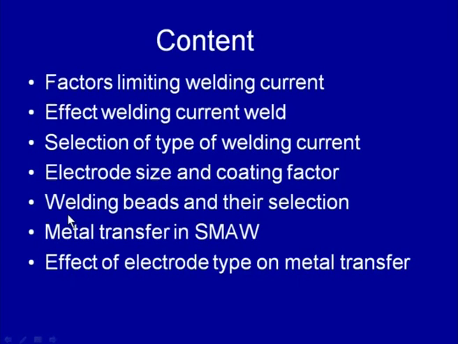What are the different ways through which weld bead can be deposited for developing a weld joint, and what are the factors that affect the selection of the suitable kind of bead will also be looked into. We will see how the molten metal is transferred from the electrode tip towards the weld pool, and what are the factors that affect the mode of the metal transfer in this shielded metal arc welding process will also be looked into in detail. Then we will see how the electrode type affects the mode of the metal transfer.